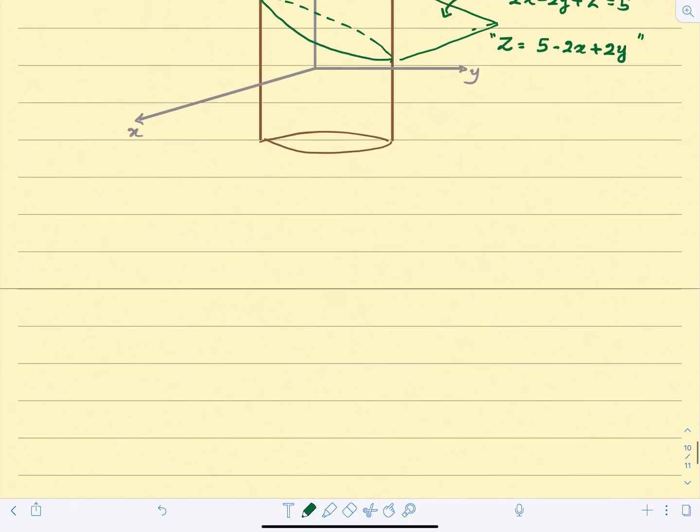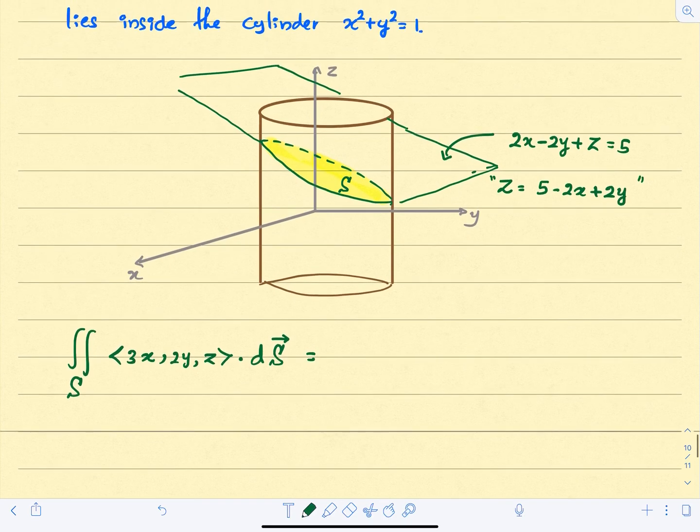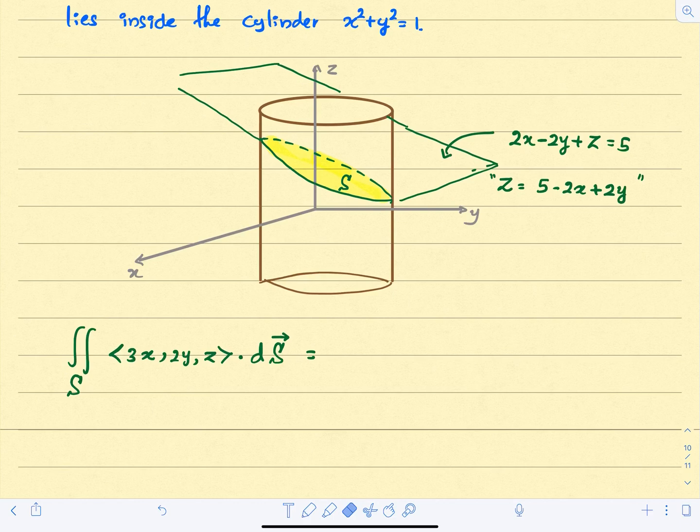Okay, let's calculate this surface integral. Surface integral of 3x, 2y, z dot dS over the surface S. This equals, now what is your surface S? Your surface S is this part. We want to consider the surface that lies inside the cylinder. Now what we need is the normal vector to this surface. To calculate the normal vector, we should use this formula.